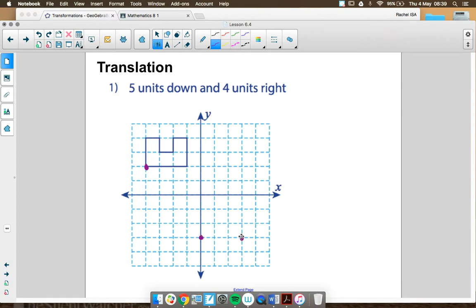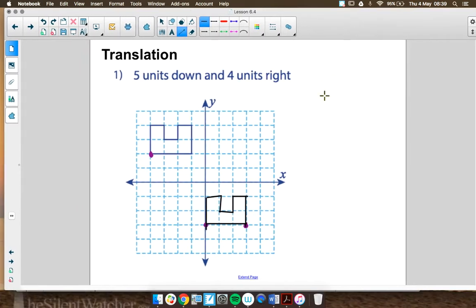And it goes over 3. From there up 2, and I'm just going to redraw the shape. And this has gone through both a vertical shift and a horizontal shift. Okay, so it has both horizontal and vertical translation.